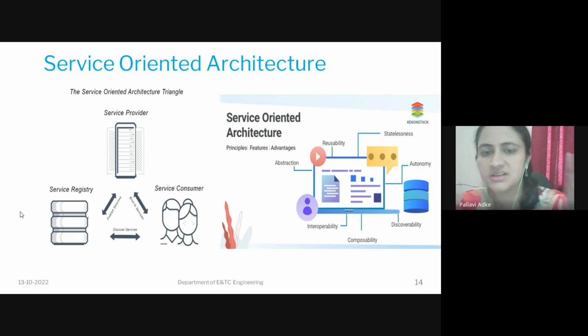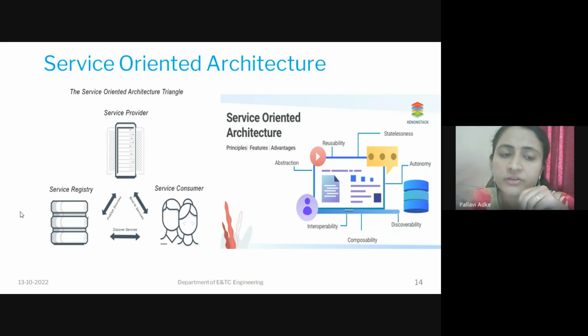Suppose I am providing some services, some things are available with me. Suppose I have my own business of creating tops. I have a good tailor with me, and I am stitching different fashion clothes, and that I want to sell. So I am the service provider who has the different types of clothes. You people are, suppose, the service consumer. Someone wants to buy those dresses from me, so you will be the service consumer.